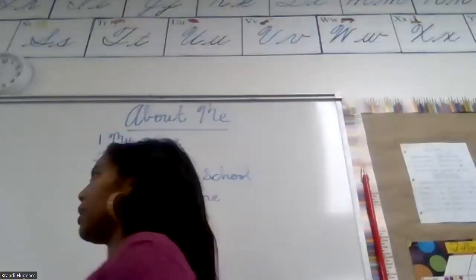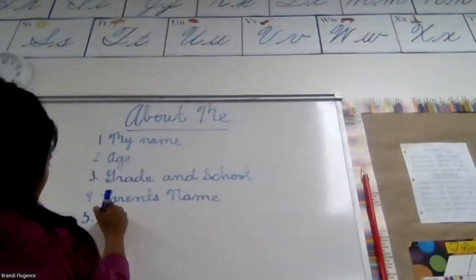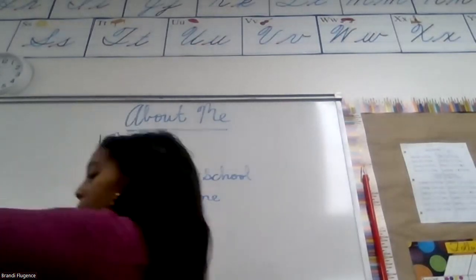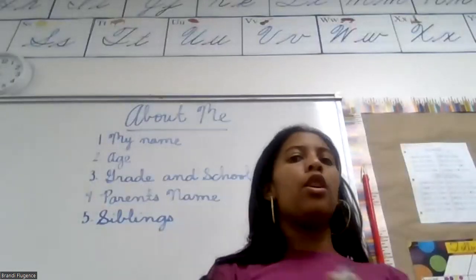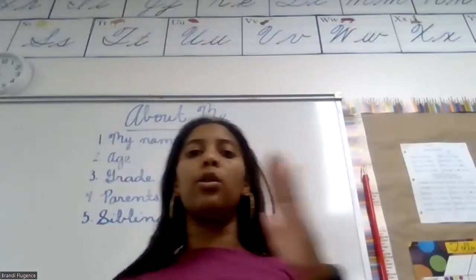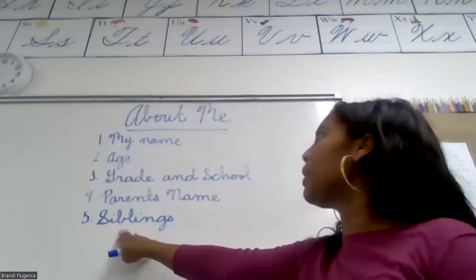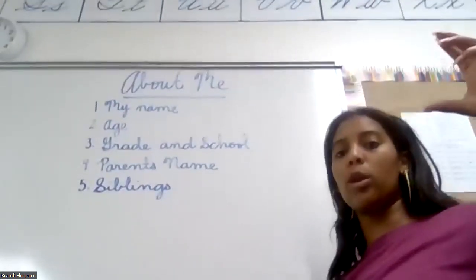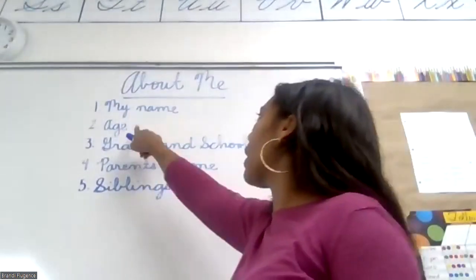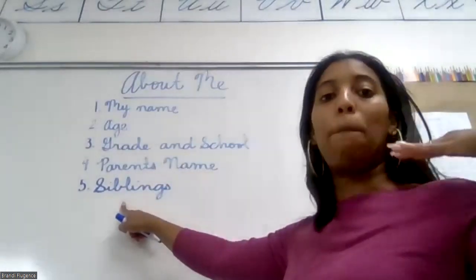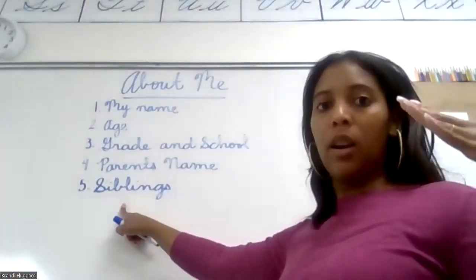So if we said our parents, then next we would say our siblings. Your brothers and sisters, they're called siblings. So then you would tell your siblings. You would say, I have one brother and two sisters, or I have two sisters, four brothers, whatever it is that you have. So these are the basics about ourselves. This is our first part of the story today. So we would give our name, our age, our grade and school we go to, our parents' names, our siblings. That's our basics. Okay? All right.